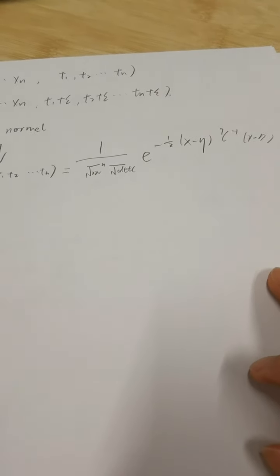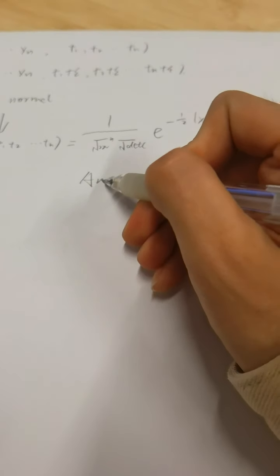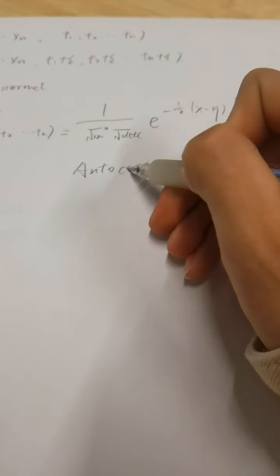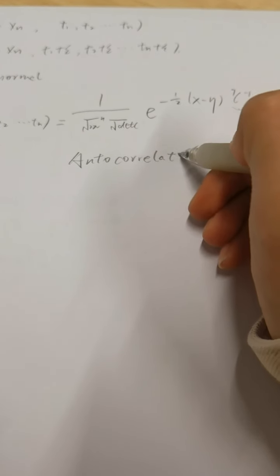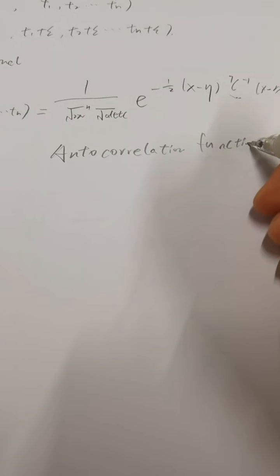And in this part, because of this structure, the C here is made by the autocorrelation function. So I want to write out what the autocorrelation function is. I just write the function out, and I will use it in the future proof.